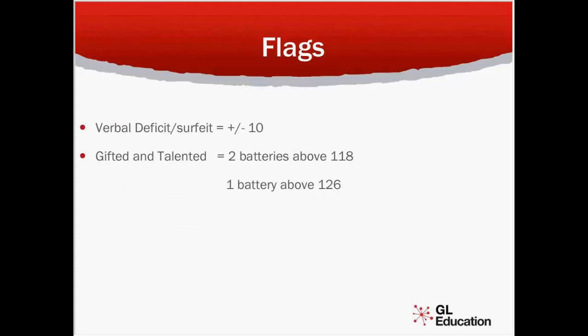If we've got a verbal deficit or indeed a surfeit that's plus or minus 10, then that's something that we need to investigate and put interventions in place. And again, this particular school looks at the gifted and talented children. If they've got 2 batteries above 118, they'll use that, or 1 battery above 126.